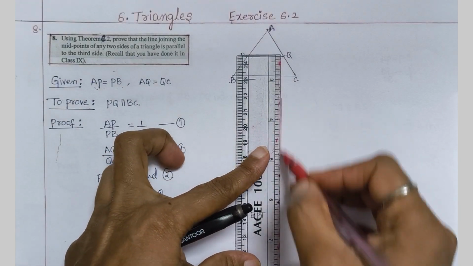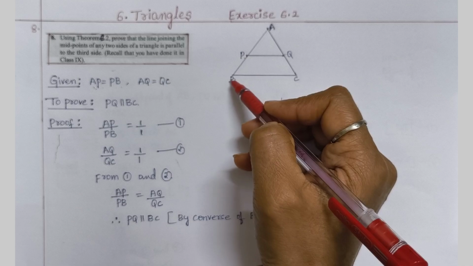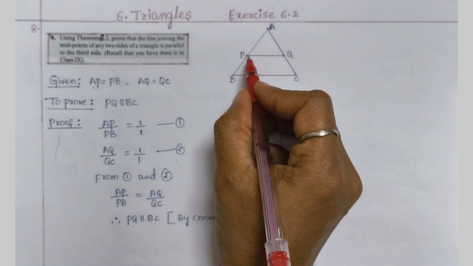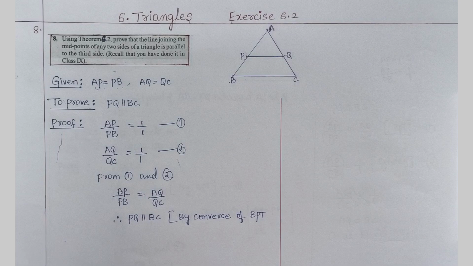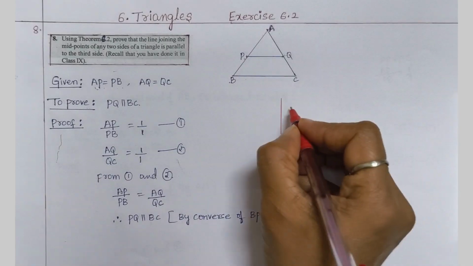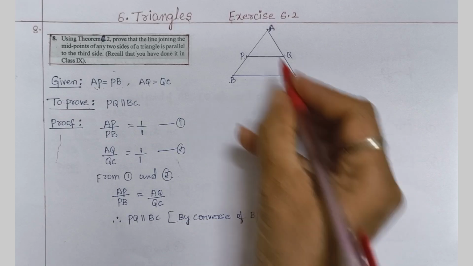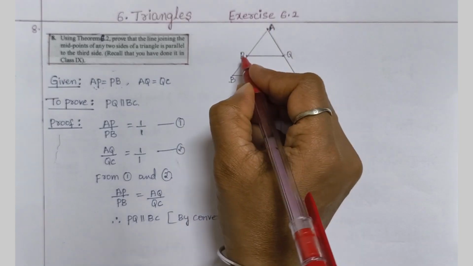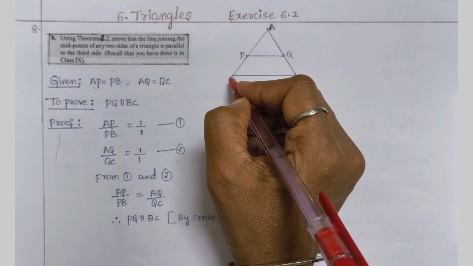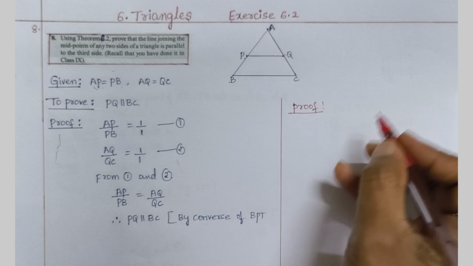To prove, here I will do the explanation. See here, given is AP equal to PB and AQ equal to QC. Now we have to prove PQ parallel to BC. Proof I will explain here. What is the proof? See here, this is the line drawn from the midpoint of AB to the midpoint of AC. P is the midpoint of AB. Midpoint means AP and PB are the same measurement.